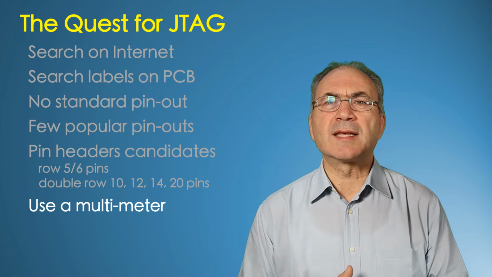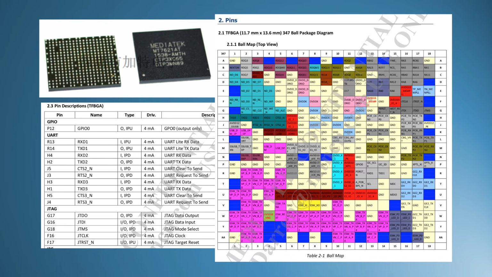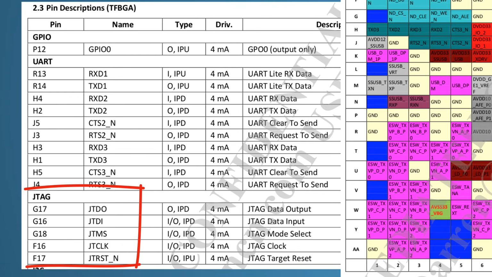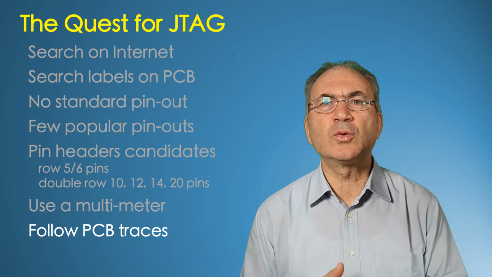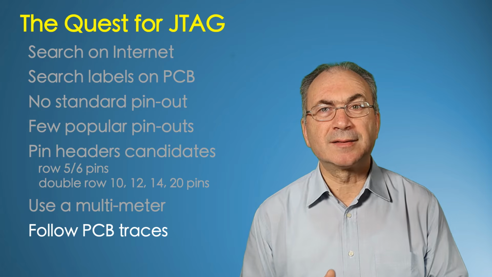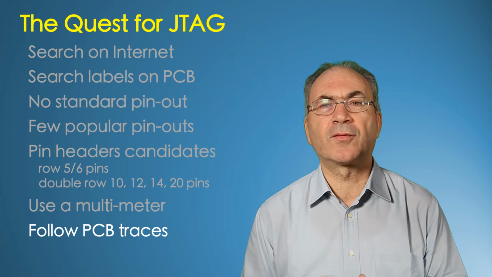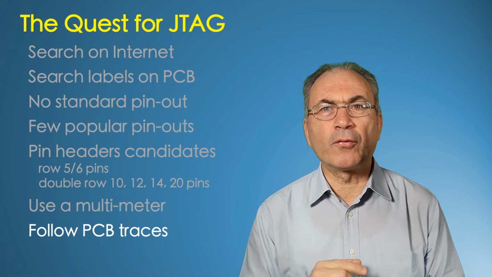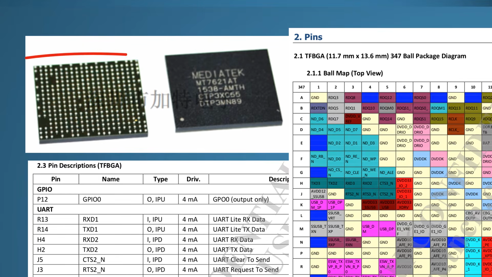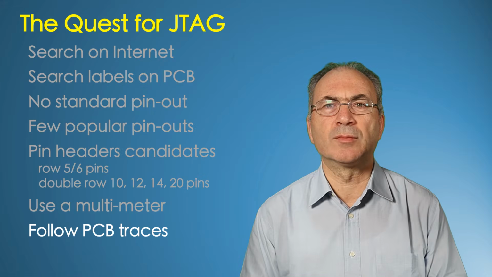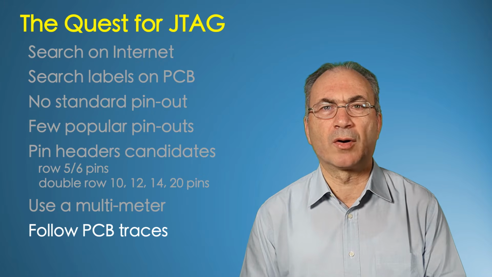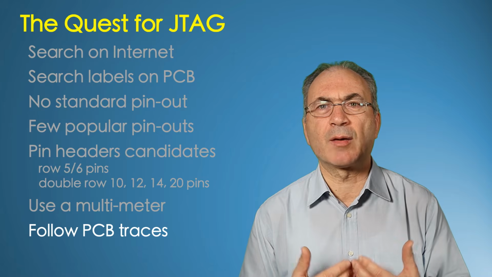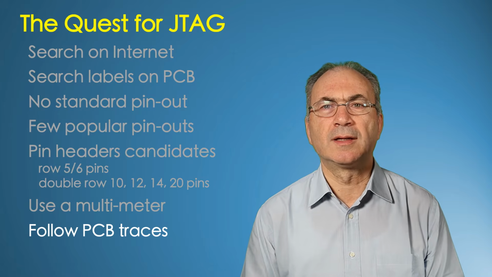If we know the system on a chip and if we have its datasheet, we can locate the JTAG pins on the chip and then follow PCB traces to identify the connector. But this is usually very difficult for at least two possible reasons. One is that often the system on a chip is a surface mount device with the pins below the package, and it is impossible to identify them on the printed circuit board. This is, for example, the case in our sample Gemtech router.